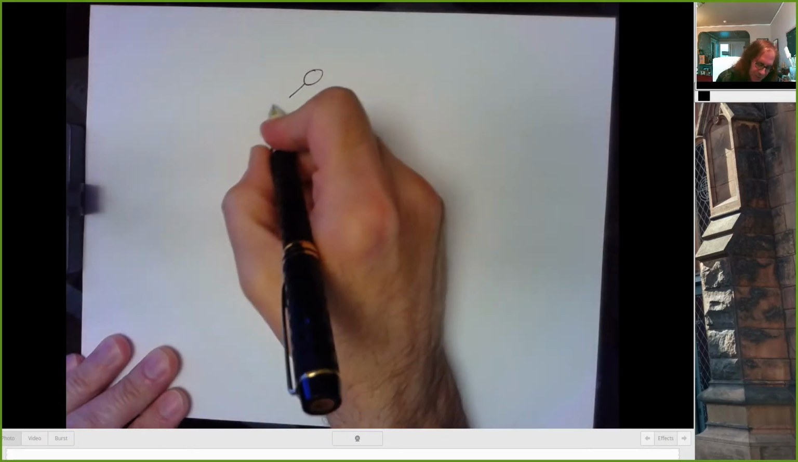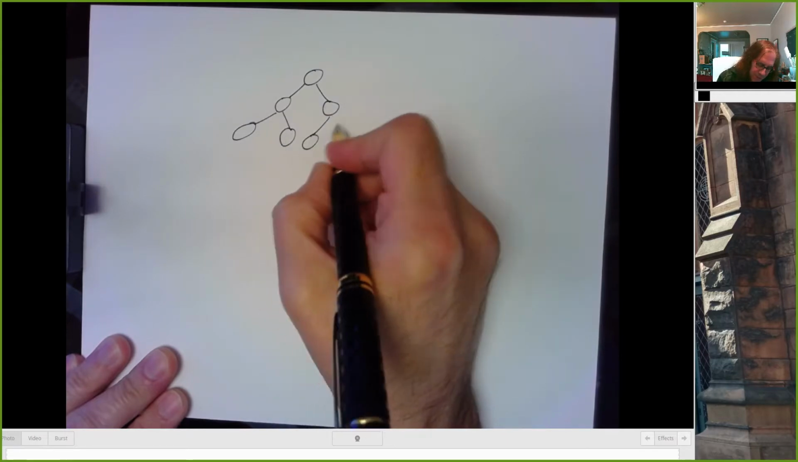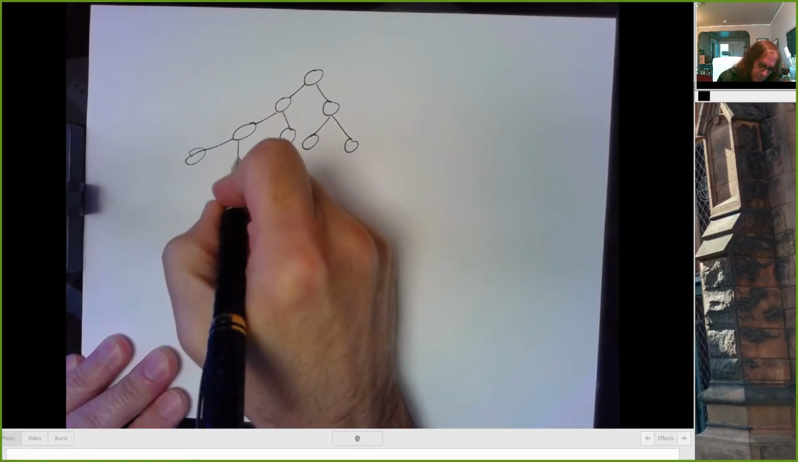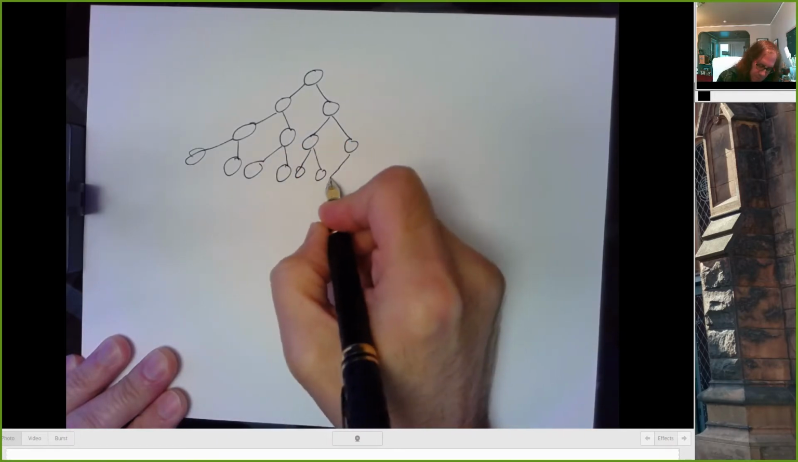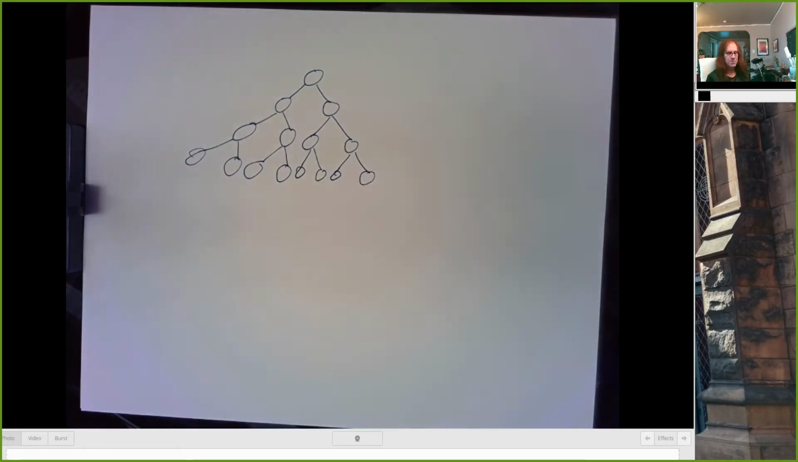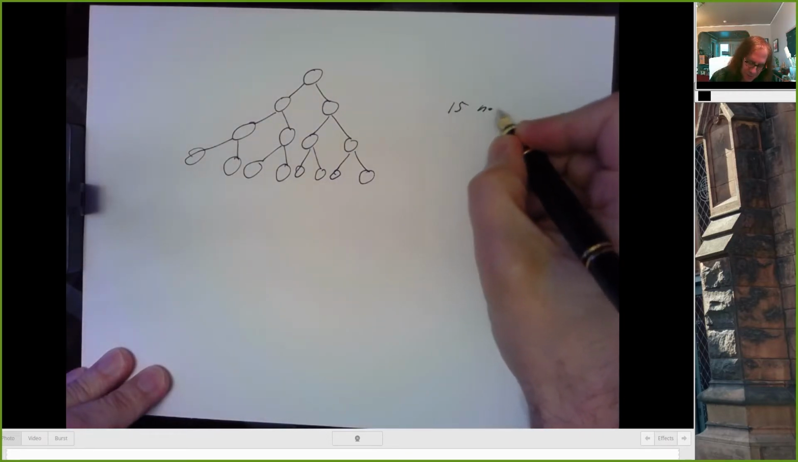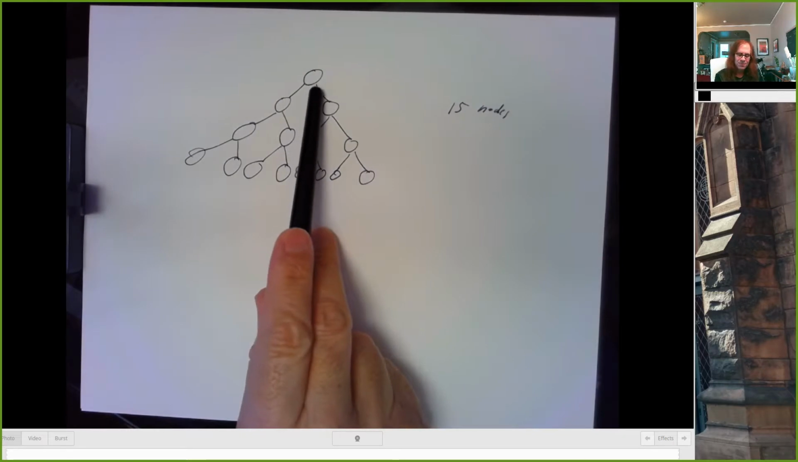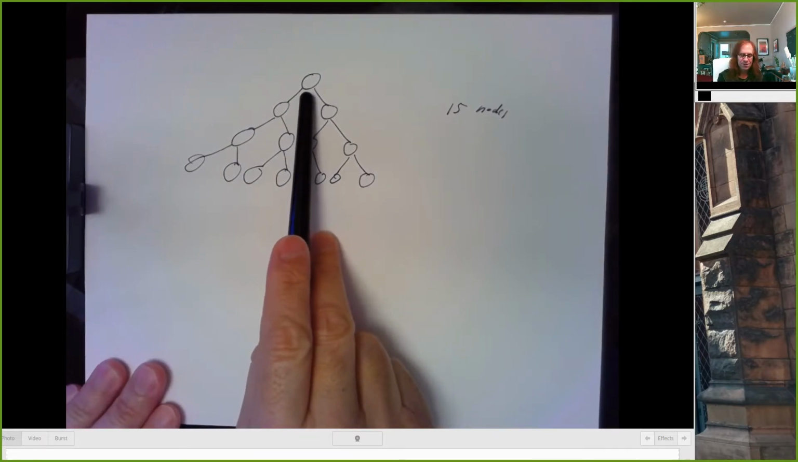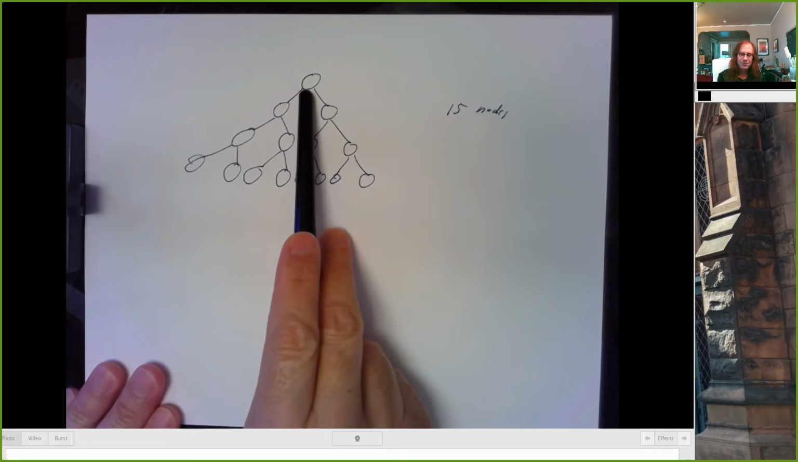So let's look at what goes on in a binary search tree. So here's a sample of a tree. This has 15 nodes. And we know the basic approach for searching for something in this tree, right? We start with the root. If that's what we're looking for, we're done. Otherwise, we move either left or right, depending on what we're looking for and how it compares to the root.